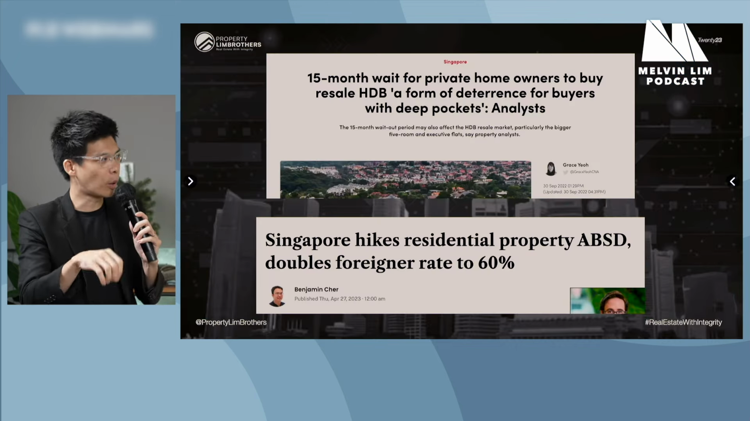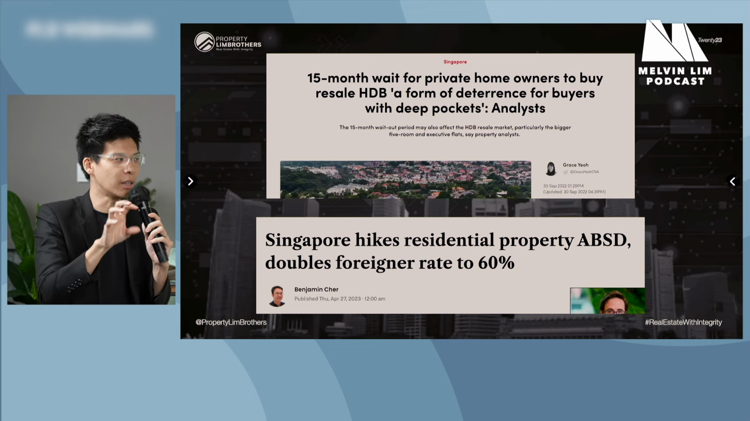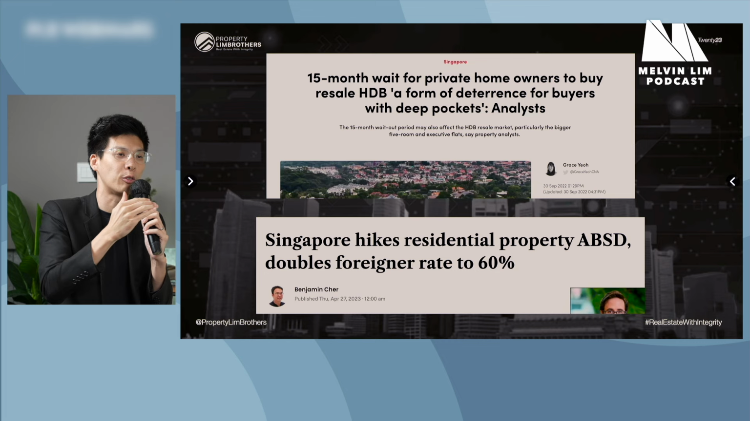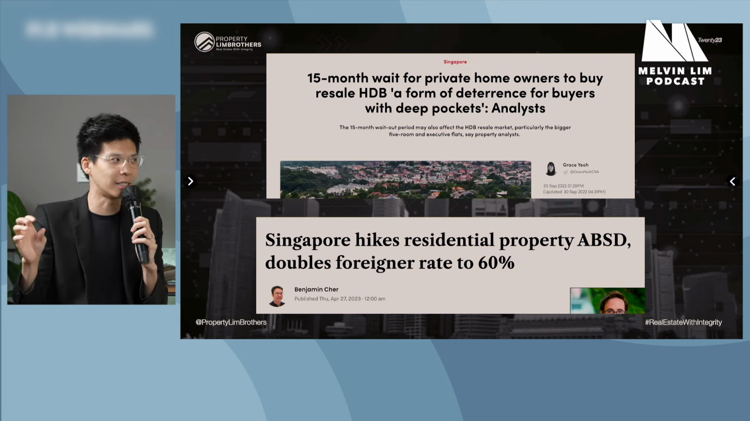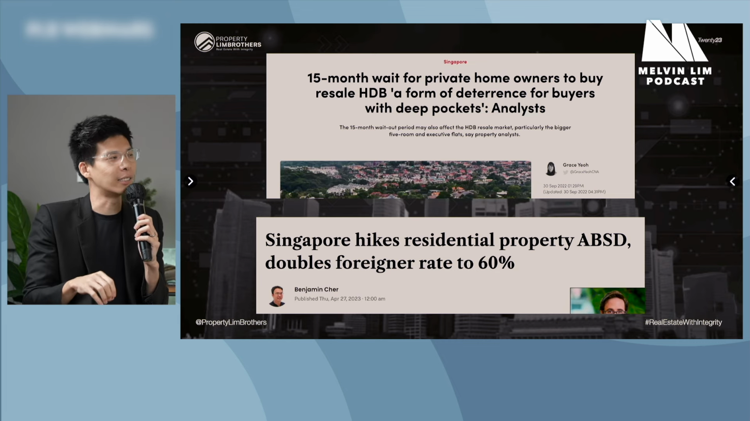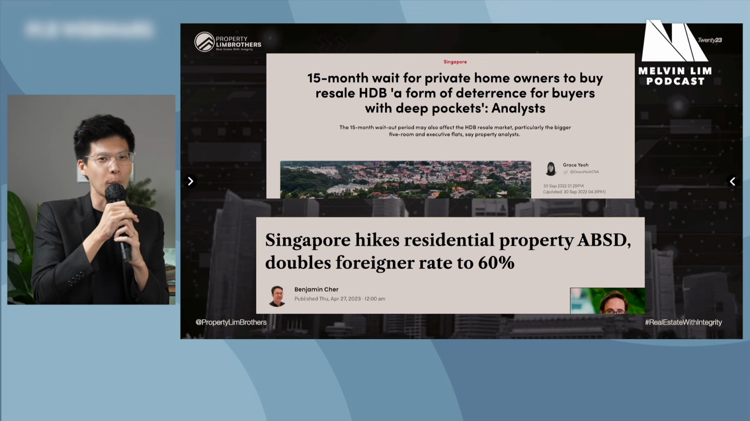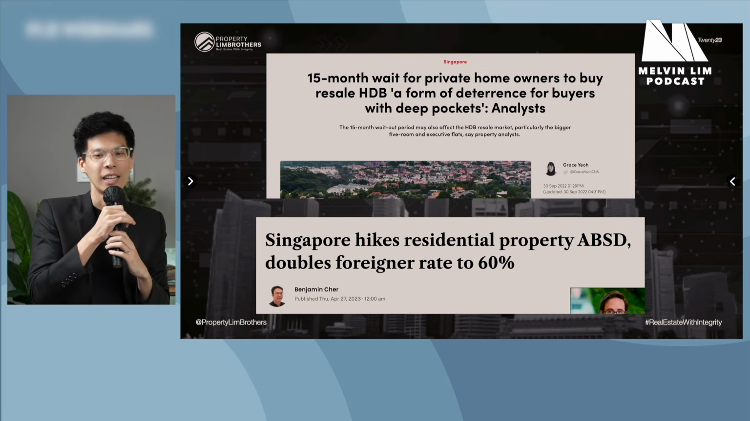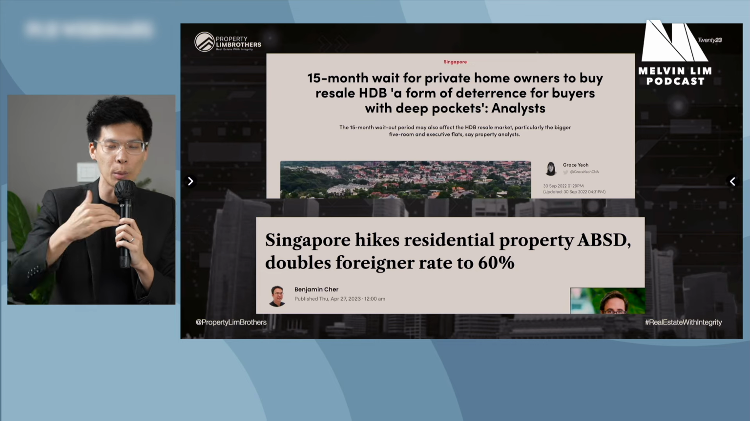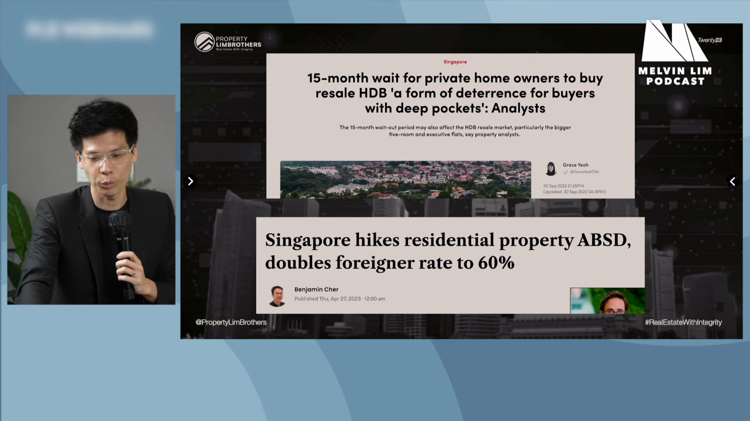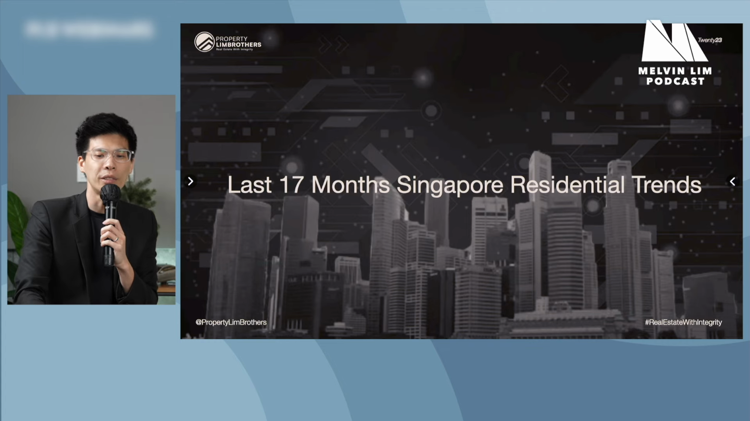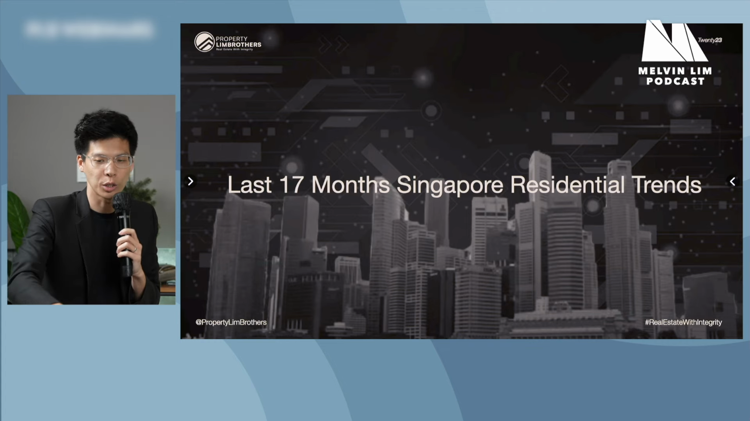But most importantly, we just want to cover the 2 most recent ones in April this year: the doubling of ABSD. So foreigners now have to pay 60% ABSD. That is the highest in the entire world. And secondly, the 15-month wait-out period, if you are selling a condo and want to come back to buy a HDB, in the midst of trying to make sure that we protect HDB price growth. So we can first delve into the last 17 months of Singapore residential transfers.